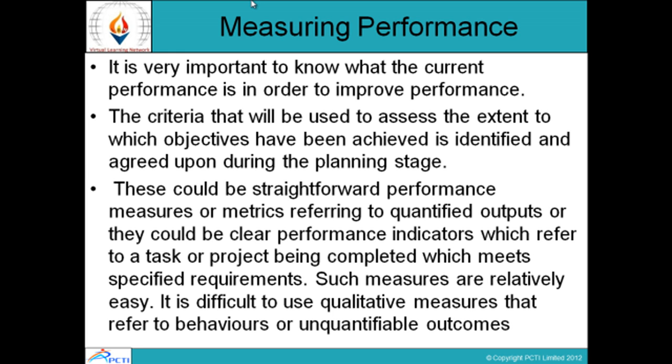Next is measuring performance. It is very important to know what the current performance is in order to improve performance. The criteria that will be used to assess the extent to which objectives have been achieved is identified and agreed upon during the planning stage. These could be straightforward performance measures or metrics referring to quantified output, or they could be clear performance indicators which refer to a task or project being completed which meets specified requirements. Such measures are relatively easy. It is difficult to use quantitative measures that refer to behavior or unquantifiable outcomes.